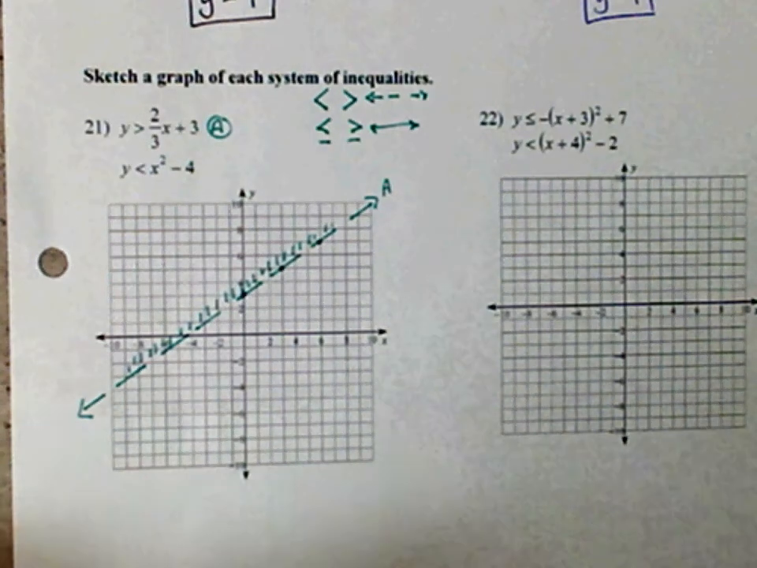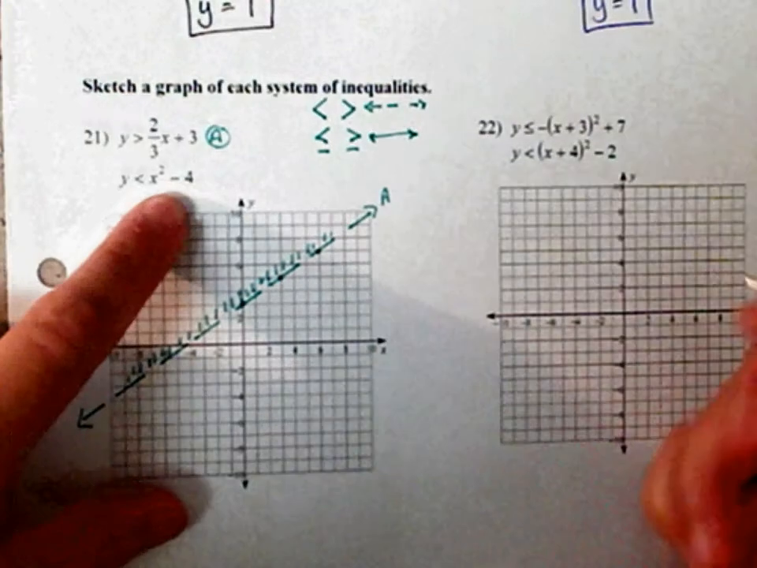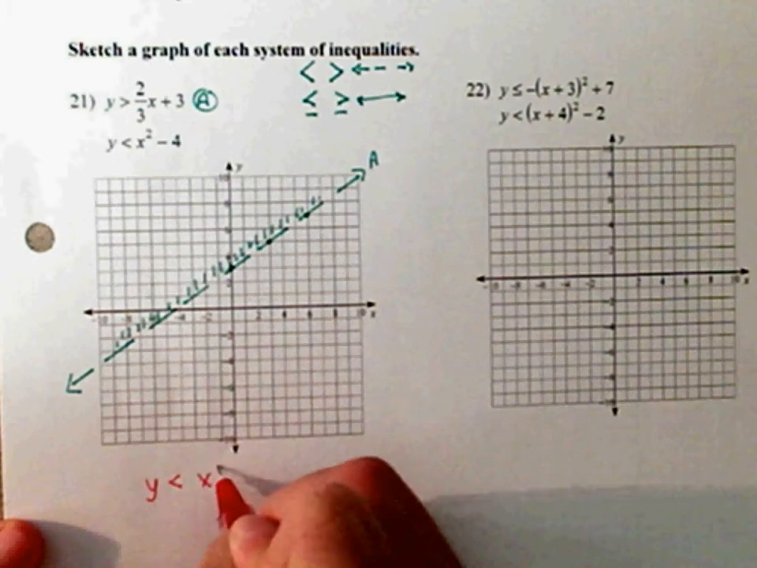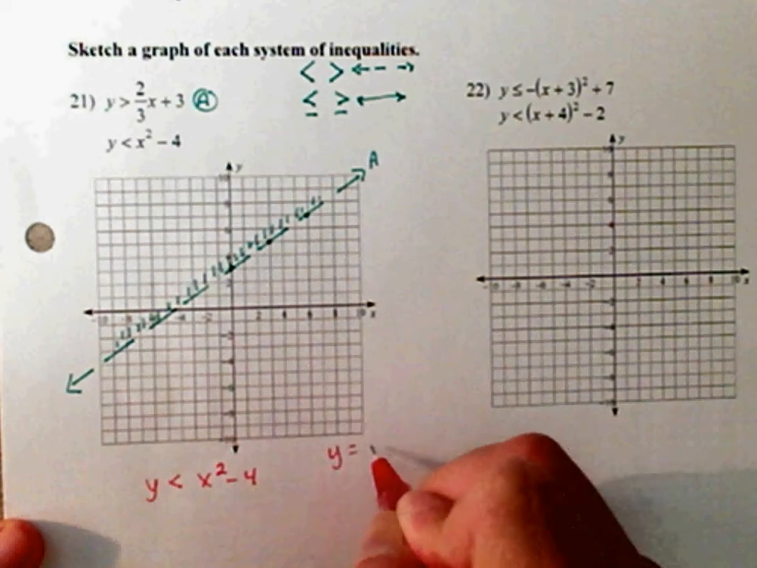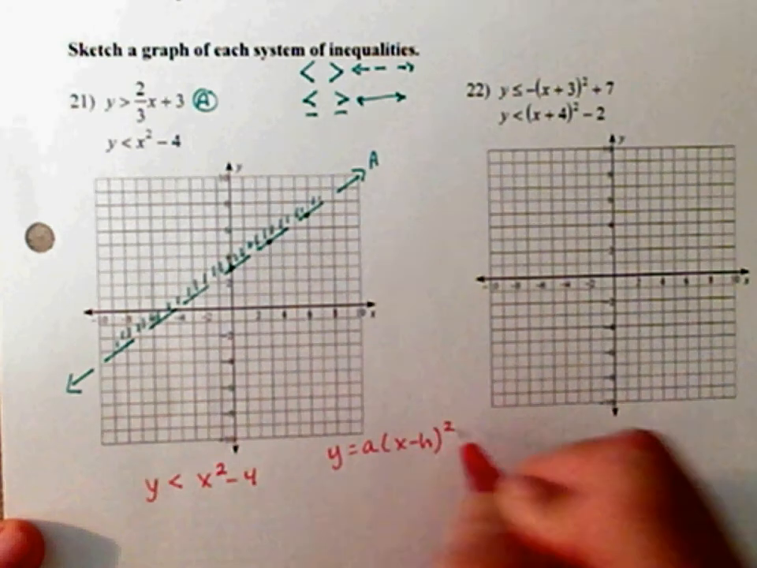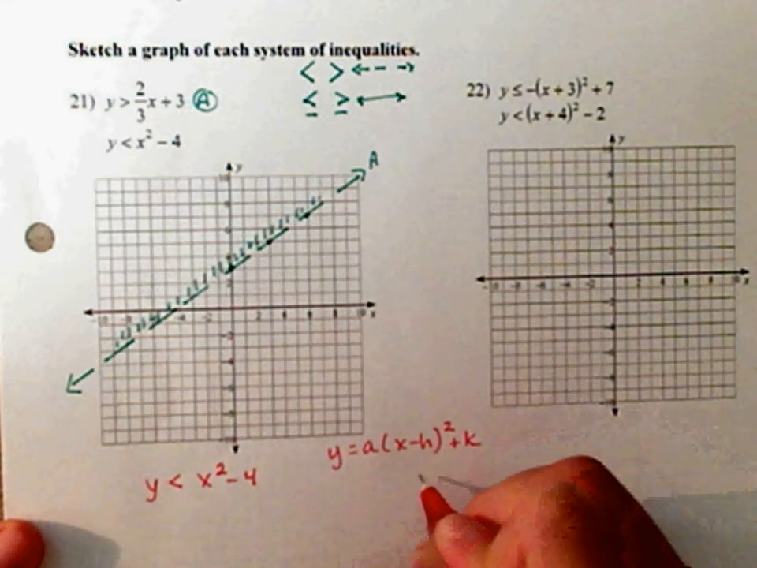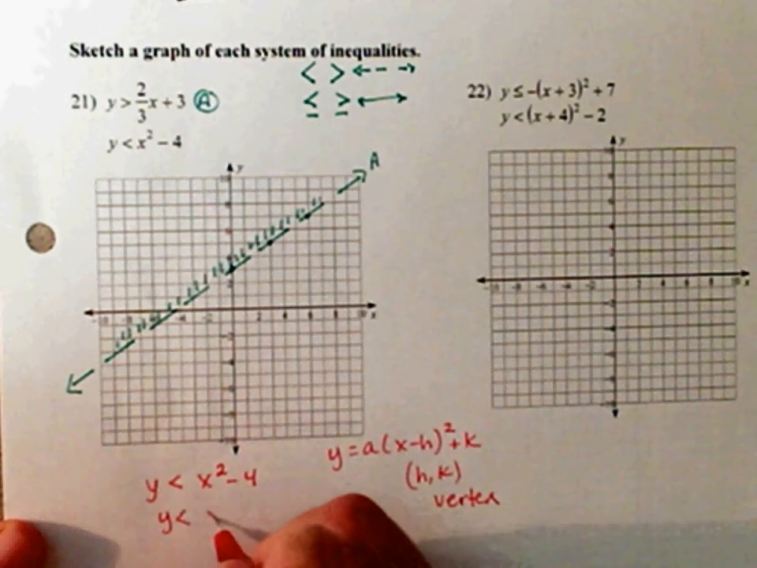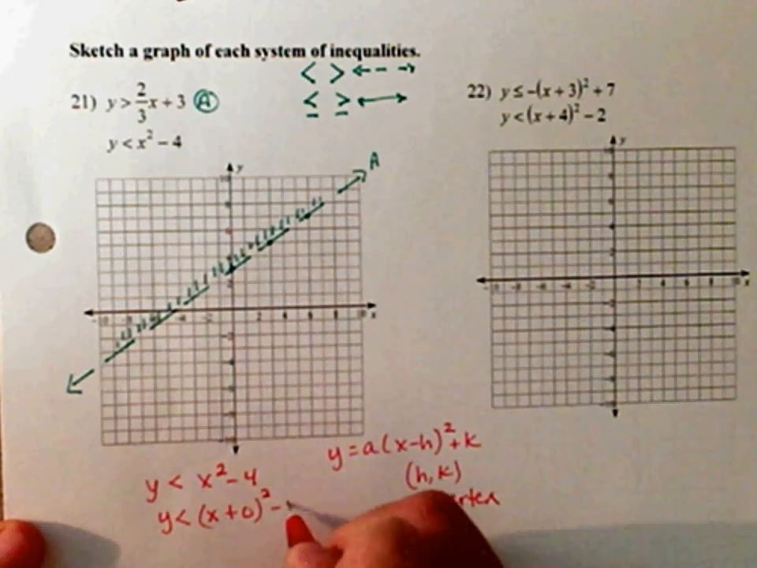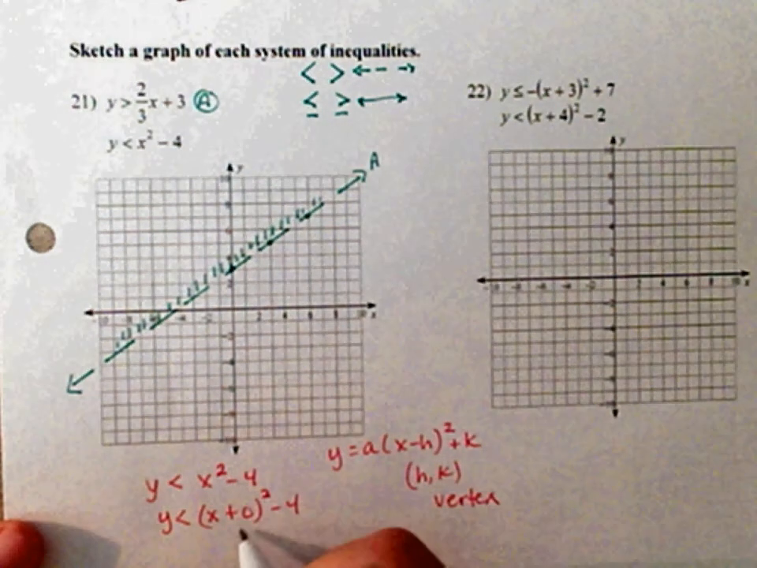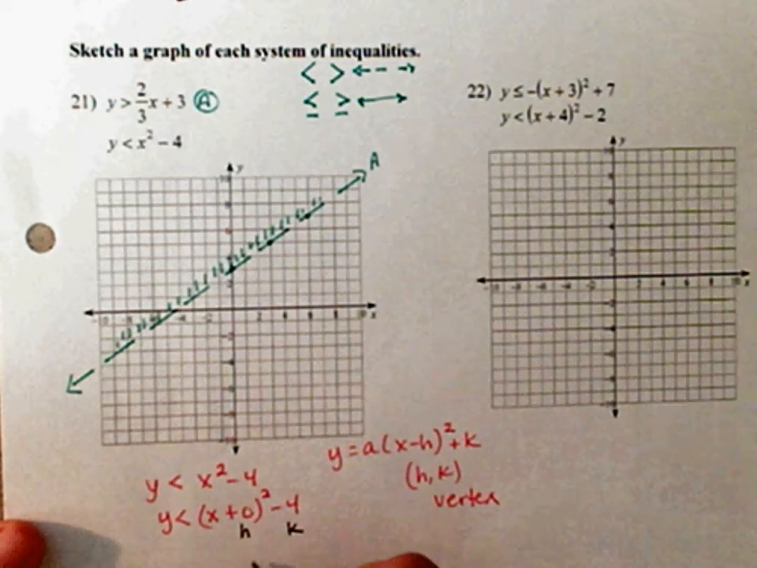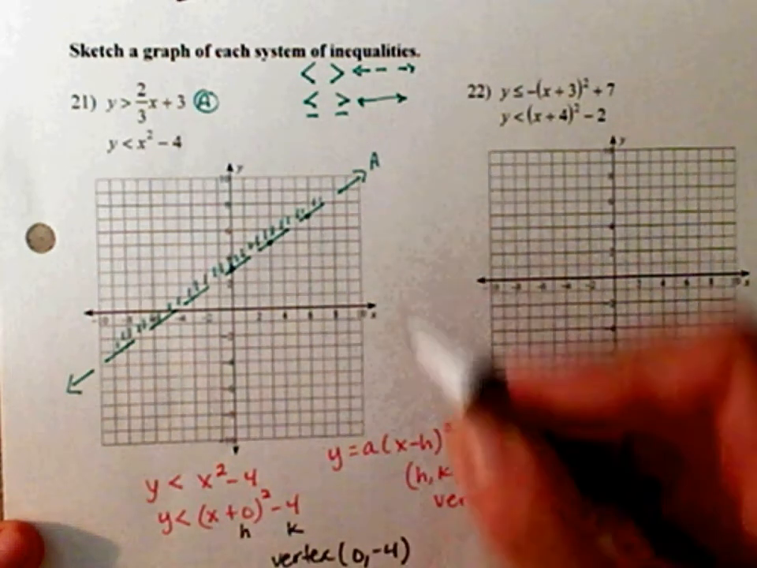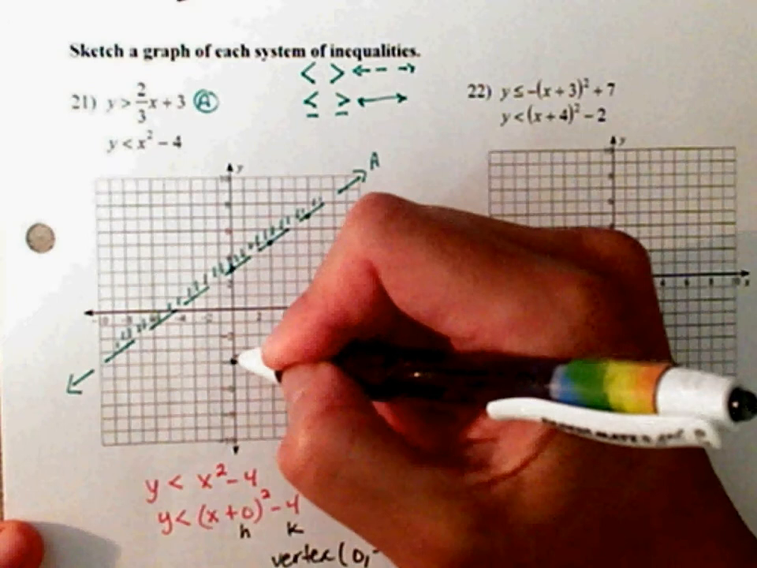For the second inequality, I am going to rewrite it down here, okay? y is less than x squared minus 4. Now remember your standard form. h and k is your vertex, okay? So this right here is the same thing as x plus 0 squared minus 4. This is your h, and this is your k. So the vertex for this one is 0, negative 4.